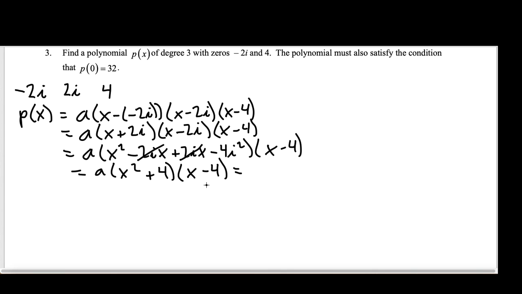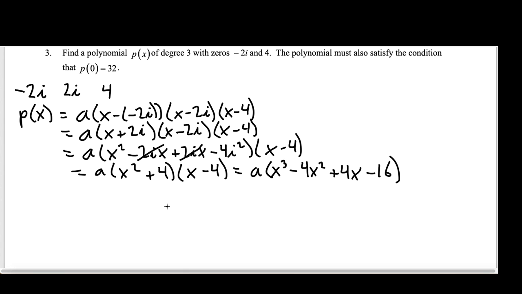And let's go ahead and multiply these out. x squared times x is x cubed. x squared times negative 4 is minus 4x squared. 4 times x is plus 4x. 4 times negative 4 is minus 16. Okay?